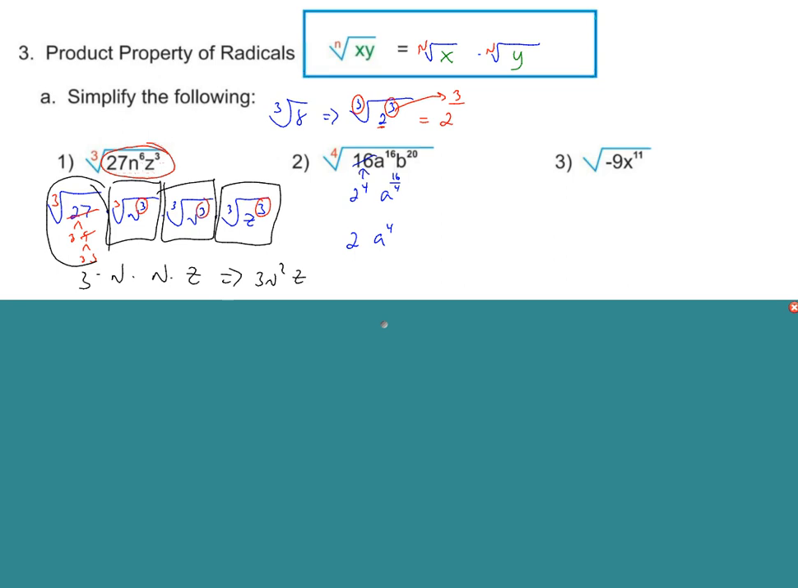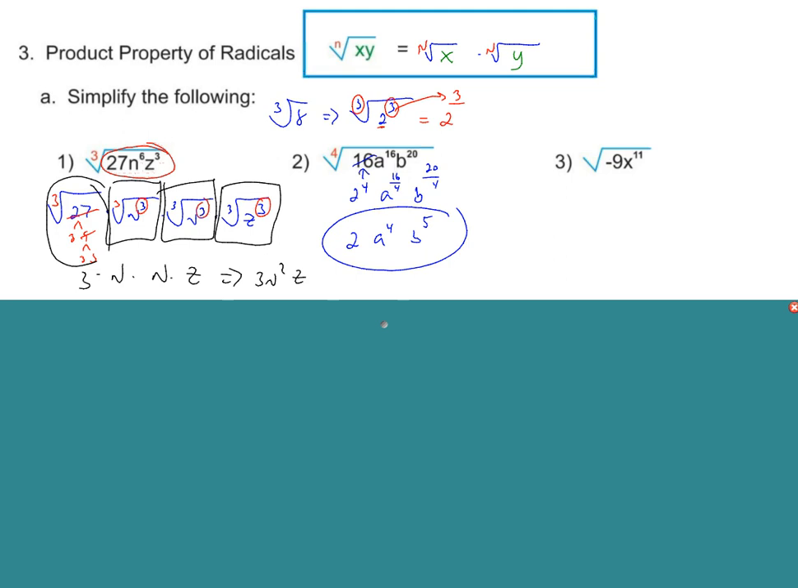Then b to the 20th would be b to the 20 divided by 4, and it's b to the 5th. And there is the fourth root of 16, a to the 16th, b to the 20th. Now, I'll show you what to do on uneven powers and such, because this will happen.